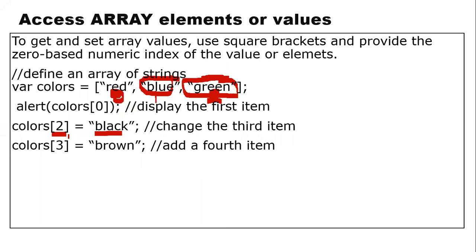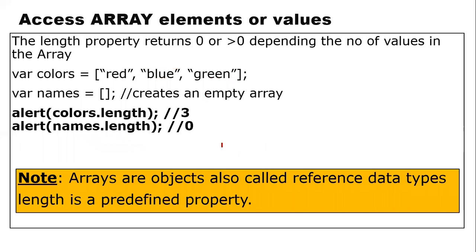Now, if I use a new index position and assign a value to it, then the new item is automatically added onto my array for us. Okay. So I was just telling you about the properties of arrays, like the length property, which will help me to know the length of the array. So if I want to find out how many elements are there in my array, I'm going to use the length property.